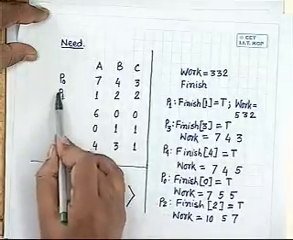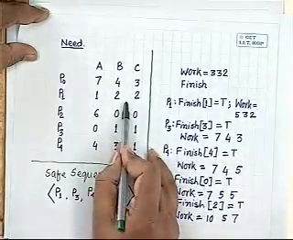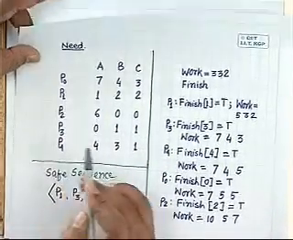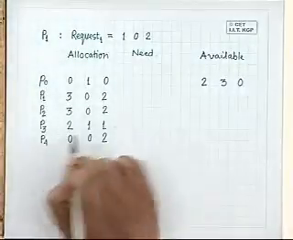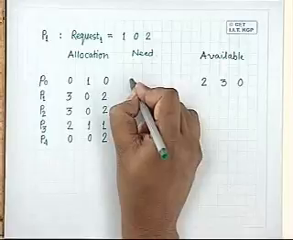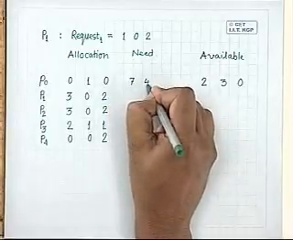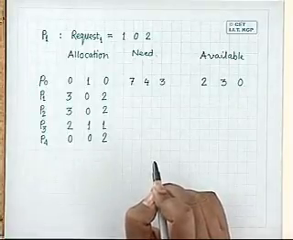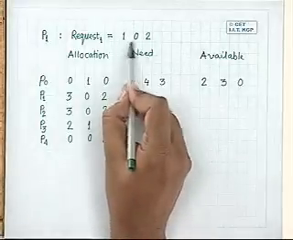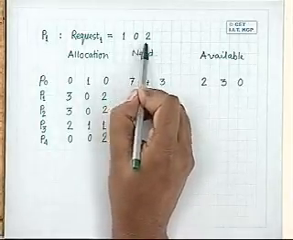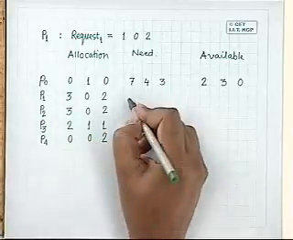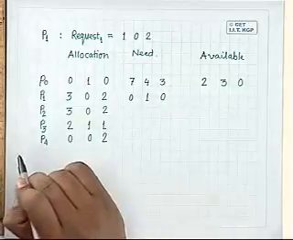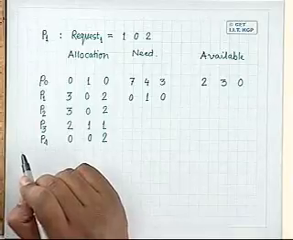Out of that, P1 has received more resources, so the need vector for process P1 will also be modified. For other processes, need will remain as it is. So for process P0, the need remains 7, 4, 3. There is no change. For process P1, the need was 1, 2, 2, out of which 1, 0, 2 is already met. So need for process P1 will now become 0, 1, 0. 1, 2, 2 was the previous need.